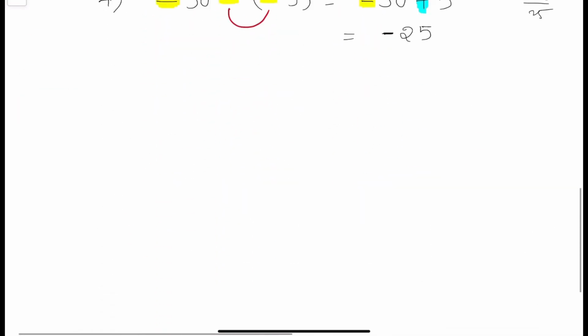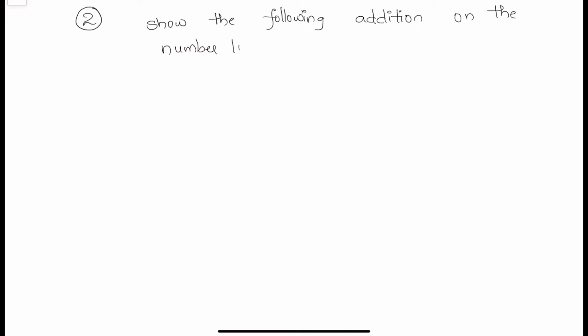the first thing we will do here is, let me write a question. Show the following. Okay, the question looks a little tricky, but it's very easy. Show the following addition on the number line. Okay, so what I'll do, I'll give a question like this. Minus 2 plus 5. Okay, minus 2 plus 5.